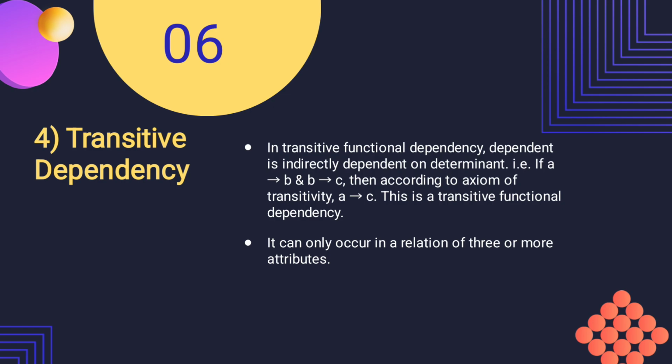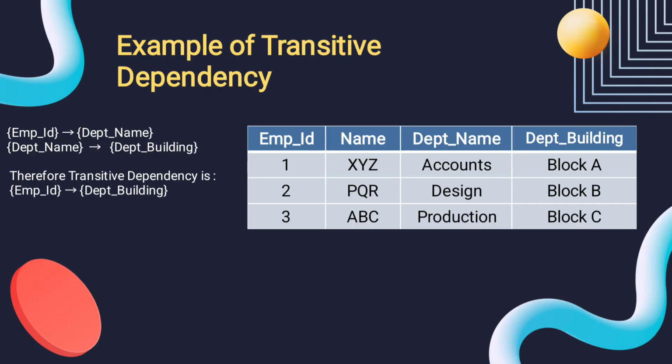Now let us understand this with the help of another example with the given table. Here we have two functional dependencies. First is employee ID determines department name, and the second is department name determines department building. So with the help of transitivity, we can say that through employee ID, we also determine department building.